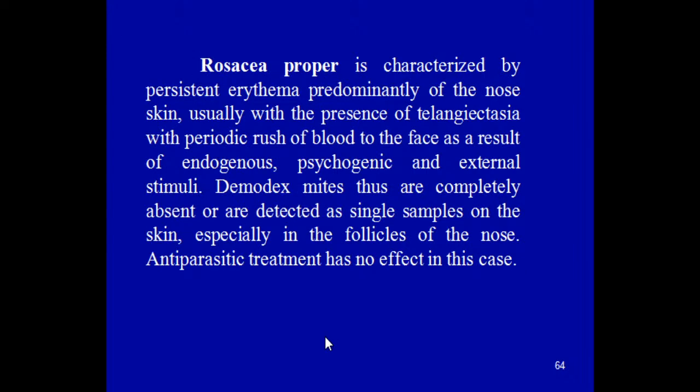Rosacea proper is characterized by persistent erythema predominantly of the nose skin, usually with presence of telangiectasia with periodic rush of blood to the face as a result of endogenous psychogenic and external stimuli. Demodex mites are completely absent or detected as single samples on the skin, especially in the follicles on the nose. Antiparasitic treatment has no effect in this case.